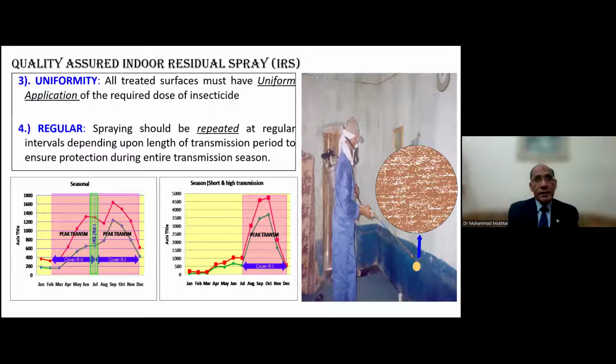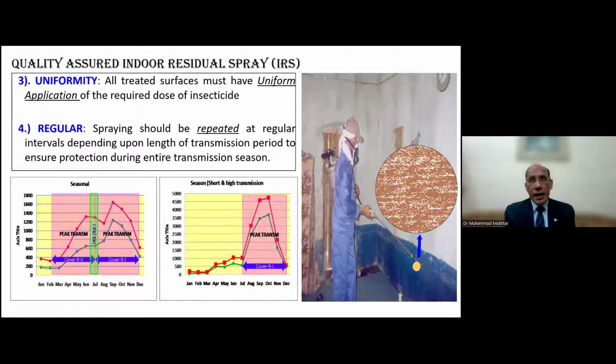The third important pillar is uniformity. This is very important. All the treated surfaces must have the uniform application of the required dose of insecticide. Again, I would like to say thanks to my first colleagues who made a wonderful presentation on how they can maintain the uniformity in the insecticide application. If you have an overdose, you will develop resistance. If you have an underdose, resistance will be there and there will be no proper control. So the third pillar is the uniform application of the required dose of insecticide on the target surfaces.